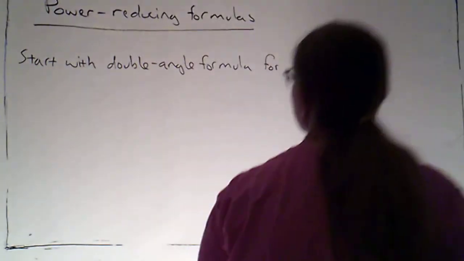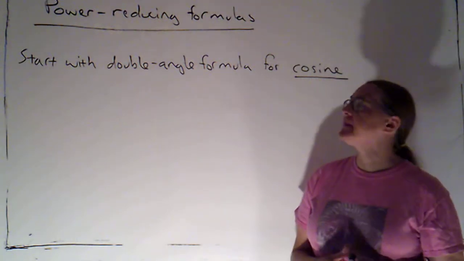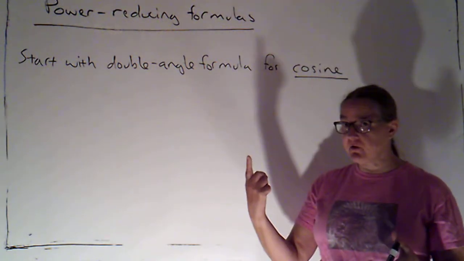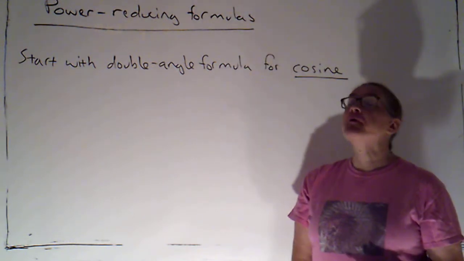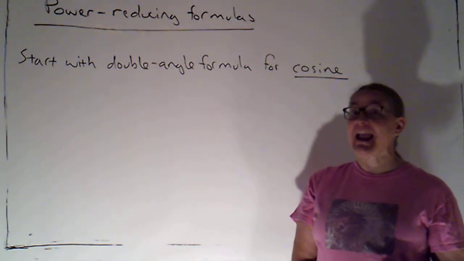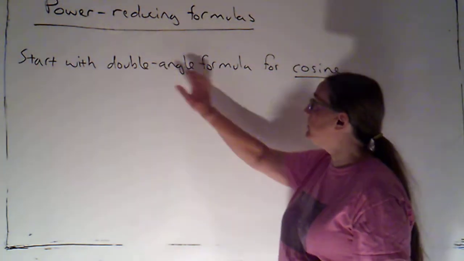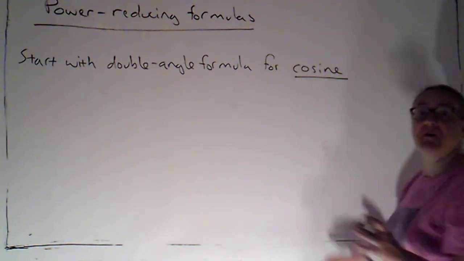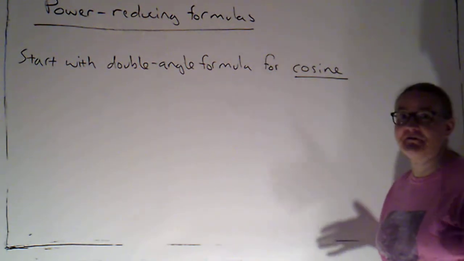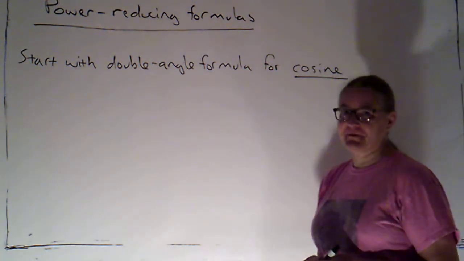In this video, we're going to take a look at the power reducing formulas. I think I mentioned at the start of this section, we're looking at double angle formulas, power reducing, and half angle formulas. For the power reducing formulas and the half angle formulas, we will always start with the double angle formula for cosine. That's going to be true regardless of which trig function we're trying to find a power reducing or a half angle formula for.